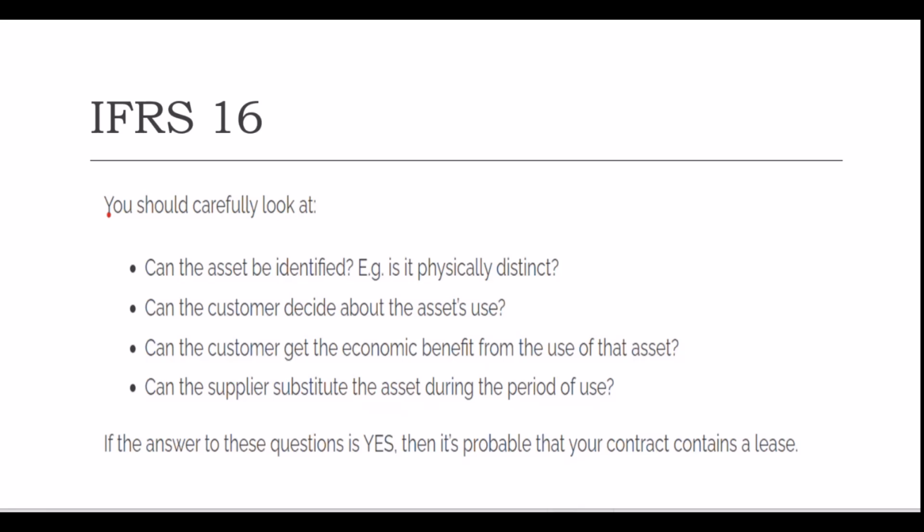Remember, the definition also states that it conveys the right to control the use. So that means the customer or the lessee has to be able to decide how to use the asset, because he's got the right to control the use. Good. Can the customer get the economic benefit from the use of the asset? Can the lessee get the economic benefits? Basically, if he controls the use of the asset, then it can be inferred that he also has the economic benefit from the use of that asset as well.